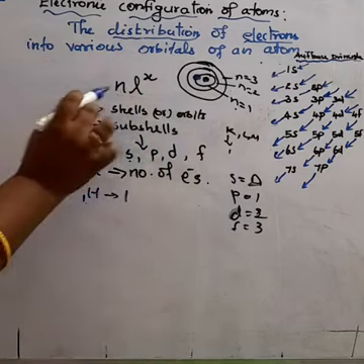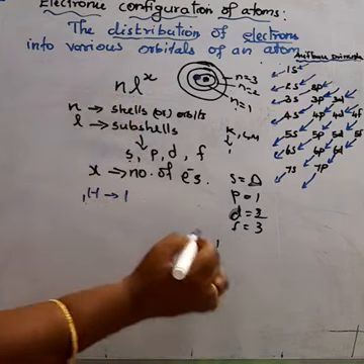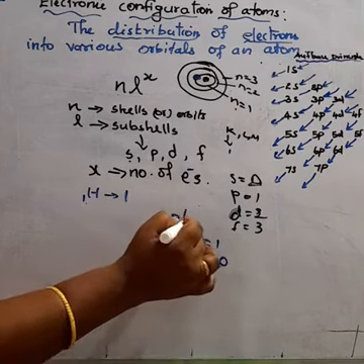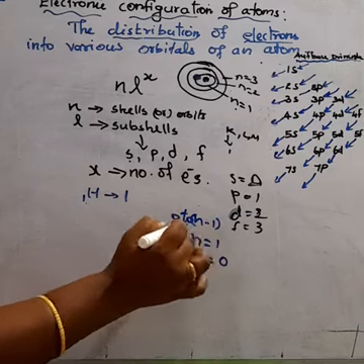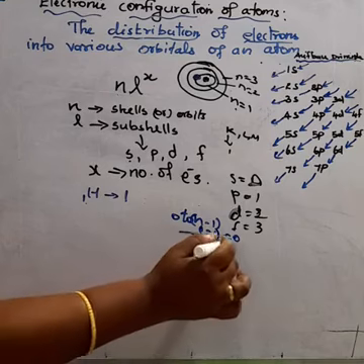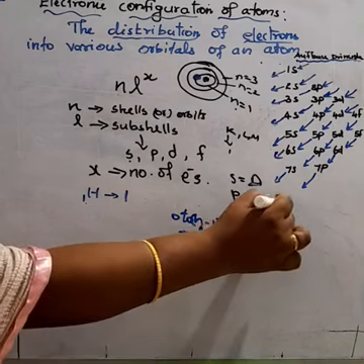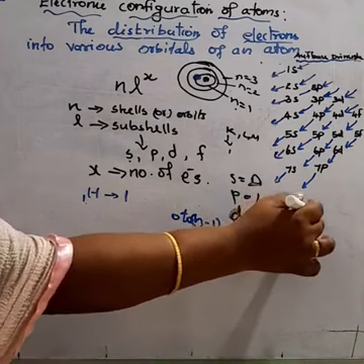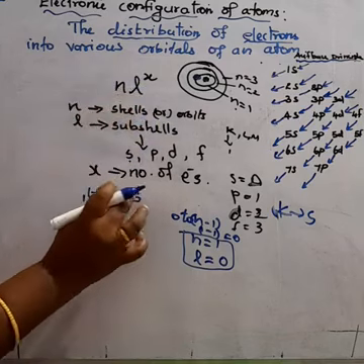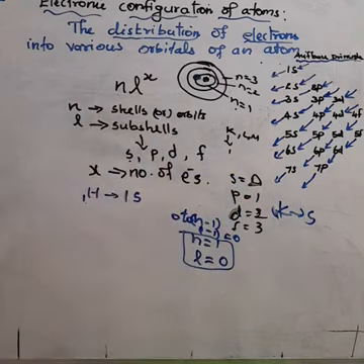And what is the l value here? When n is equal to 1, what is the l value? The l value we can write from 0 to n minus 1. So n is equal to 1 means 1 minus 1 gives 0. The K shell, the first shell, has only one subshell, that is the s subshell. So when n is equal to 1, the l value is 0, which represents the s orbital, 1s.